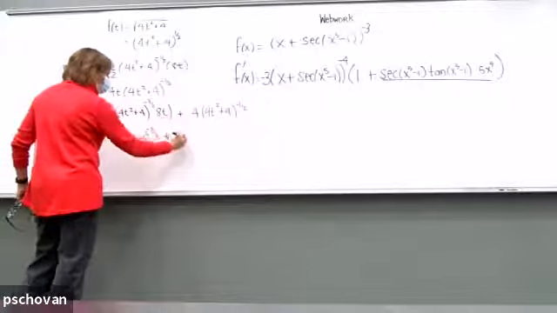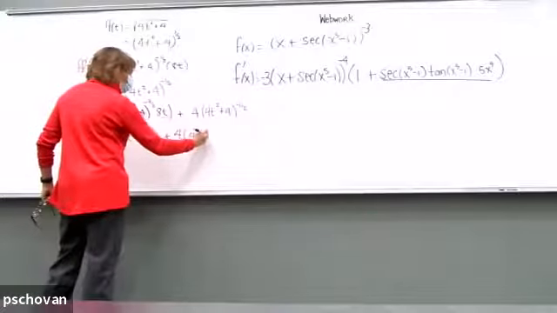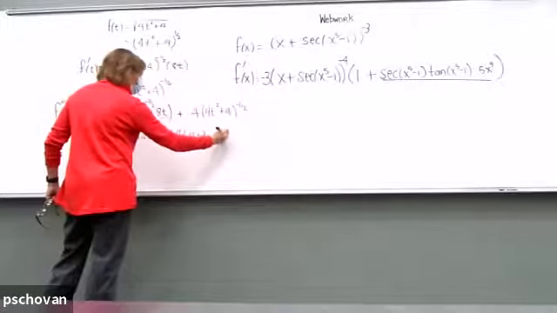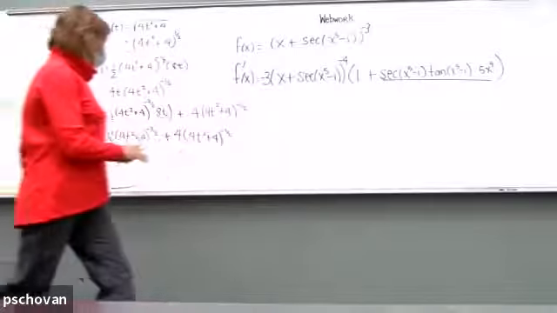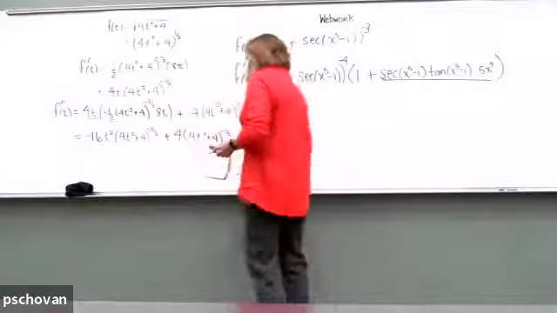plus (4t squared plus 4) to the -1/2. That's the second derivative. And you said we need a third one?